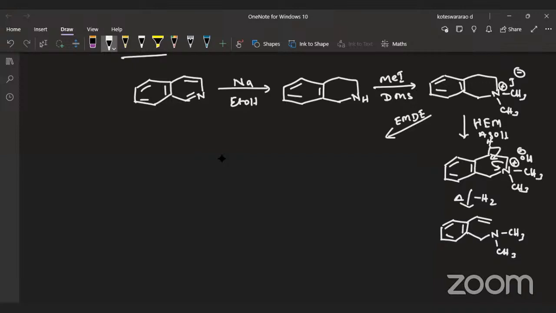the product will be generated, right? Later I will tell you. Then here in this step, we are going to conduct the Emde. For conducting Emde, what we need to do? It is again treated with sodium amalgam in ethanol. Then what's happening? This bond will be broken down. Directly we are connecting. This bond will be broken down. The sodium amalgam is used as a reducing agent, a hydrogenating agent. Then this will be generated. Right.